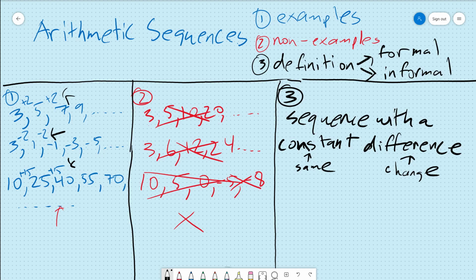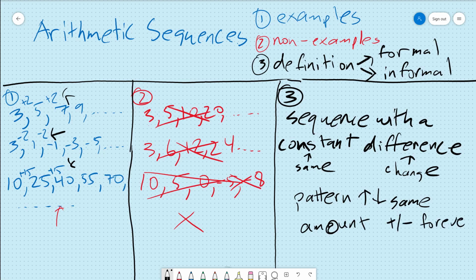My informal definition is just going to be a pattern going up or down by the same amount, adding or subtracting forever. So maybe you could look at this formal definition and write it in your own words. My own words is going to look something like that. Maybe you can use something like that too. Alright.